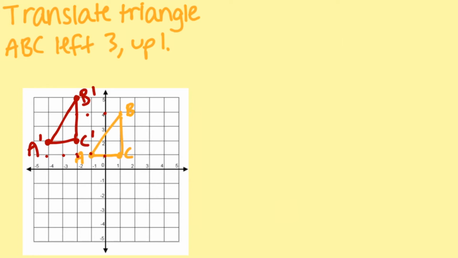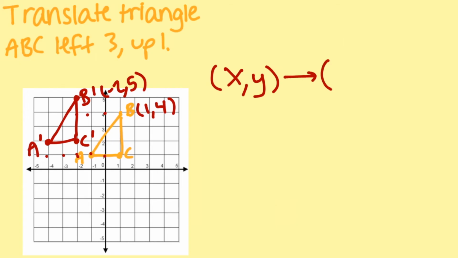And if you want to write the coordinate rule, our old X and Y values, let's look at B for example. B was (1, 4), and now B prime is (-2, 5). So what we did was we had the old X value and then we subtracted 3 because we went left 3. And then we had the old Y value, but then we shifted up 1.